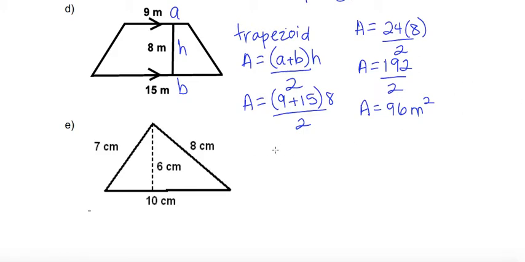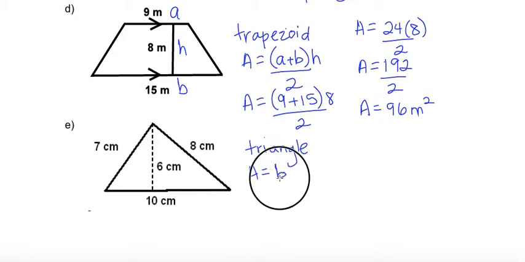My next shape is a triangle. It doesn't matter what type of triangle we have, whether we have a right angle triangle or a scalene triangle like the one shown, or even an equilateral or isosceles. We use the same formula for area for any type of triangle that's given.